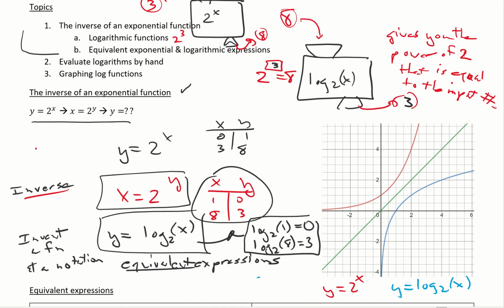These are inverse functions. Their ordered pairs are reversed. So for example, this point here is (1, 0), and this point over here is (0, 1). And they reflect across that line y equals x. I put that in green. So this guy is the line y equals x, and they reflect across it perfectly. Okay? So these are inverse functions.